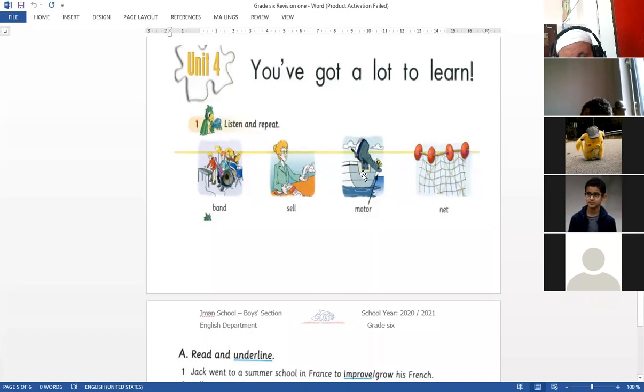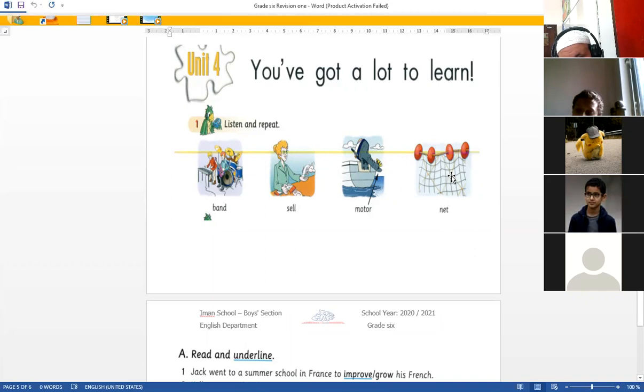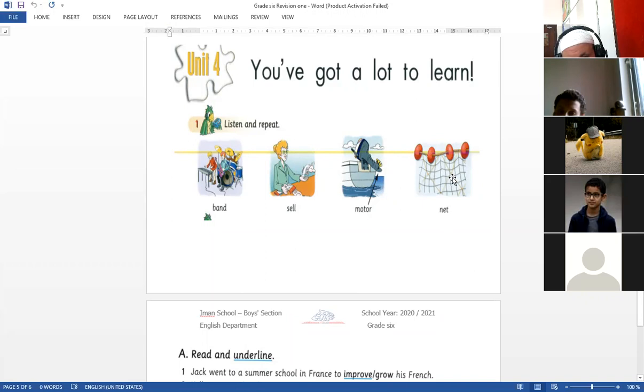And the net, what do we use the net for? This net, what do we use it for, Rashid? For catching what? We use this to catch fish. Right. In some sports, correct, like volleyball, for example. It's a net. Yes, sir. Okay, so we use it to catch fish, for example, or sometimes in some sports we put the net.